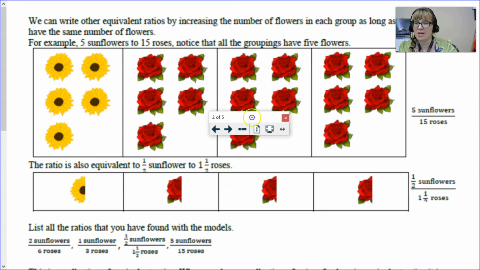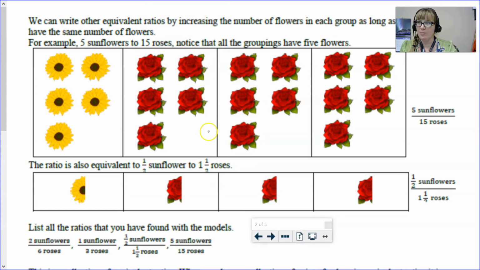We will return to that double number line diagram. We can write other equivalent ratios by increasing the number of flowers in each group as long as all of the groups have the same number of flowers. So if I'm going to draw 5 flowers in the sunflower group, I would need to draw 5 roses in each one of those 3 rose groups. That means I have the ratio 5 sunflowers to 15 roses written here.